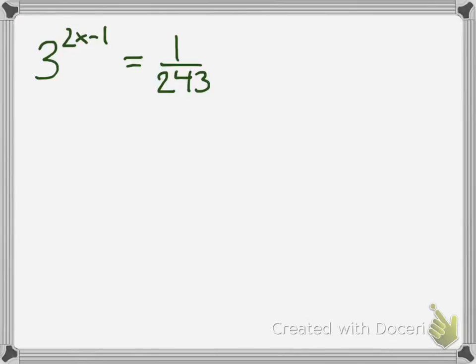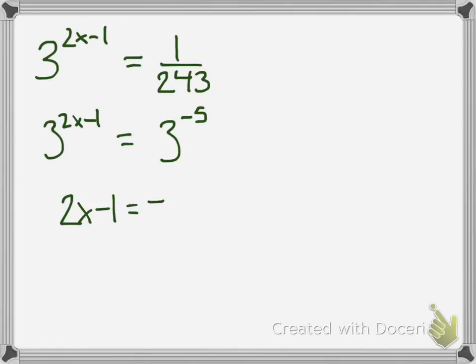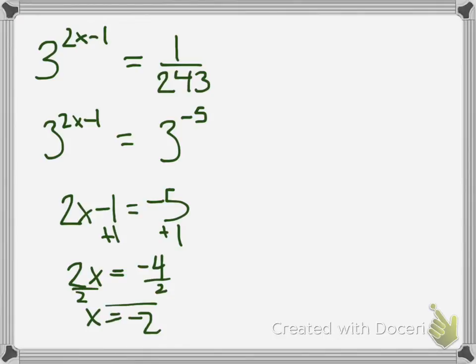243 is 3 to the 5th power. But since it's 1 over 243, it's negative 5. And then again, now the bases are the same, so I can set the exponents equal to each other, and then just go about solving them however you would normally solve them. So when we see fractions, think that the exponent is going to end up being negative.